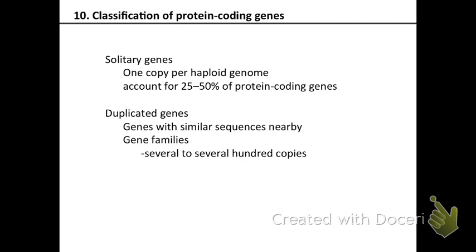There is also another class of genes called duplicated genes. These genes are basically members of gene families, and these gene families can have several hundred copies. An example of this could be immunoglobulins. You have hundreds of copies of immunoglobulin genes in our cells, or olfactory receptors. These are receptors in our noses that can sense all kinds of different smells. What do you call it in English?